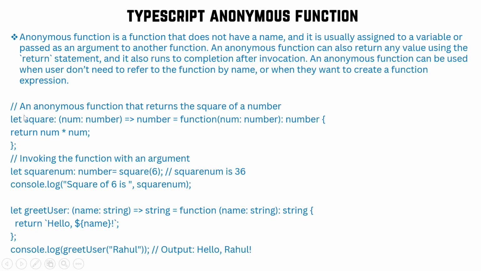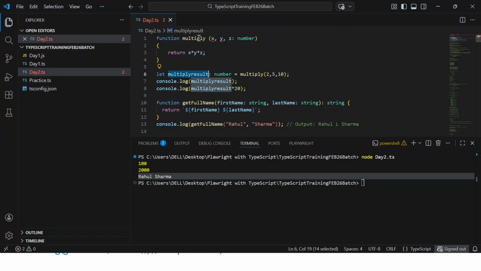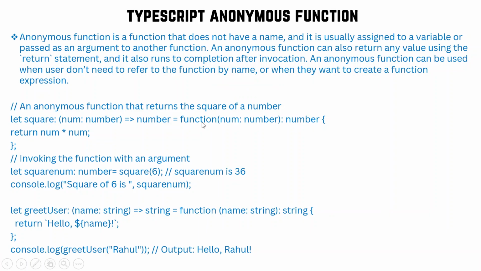So this is the syntax. You can see we give only the function keyword but no function name, whereas for a normal function we give the function name and provide different parameters or arguments. But here there is no function name. Instead of that, we store this function in a normal variable.